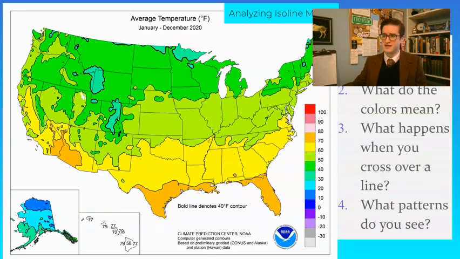What do the colors mean? They mean the average temperature. Now, it's really important to then think the next thought. Average temperature, does that mean that it never goes above 60 in Kentucky? Of course it goes above 60 in Kentucky.